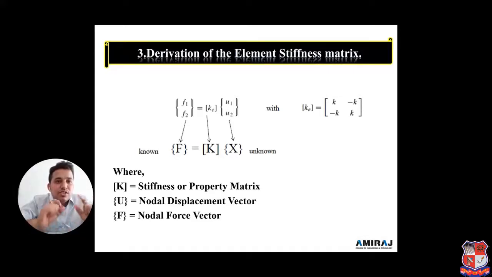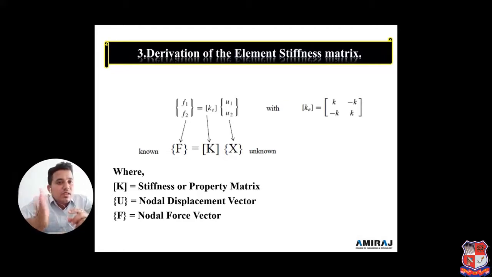element stiffness. Here one standard formula is there, F is equal to K into X, or we can say K into U. F is the force at a particular element, K is the stiffness matrix of the particular element, and U is the particular displacement. If it is a force, we can consider it as a force. If we consider a pipe or fluid flow, then we can consider it as a pressure also. We will look forward to it.